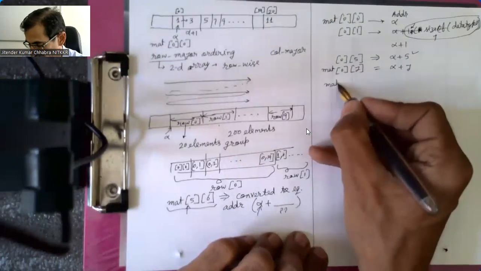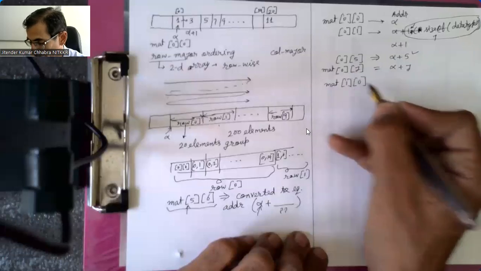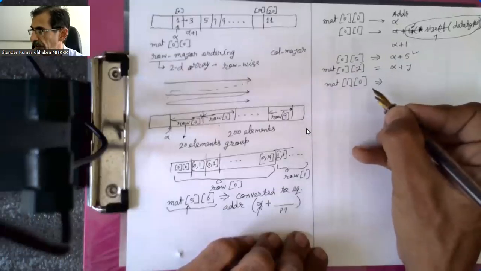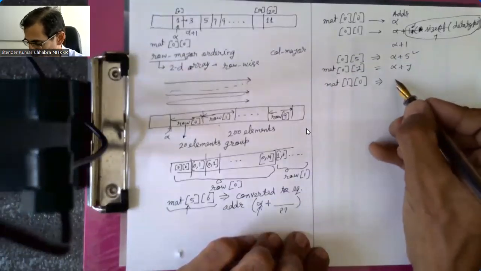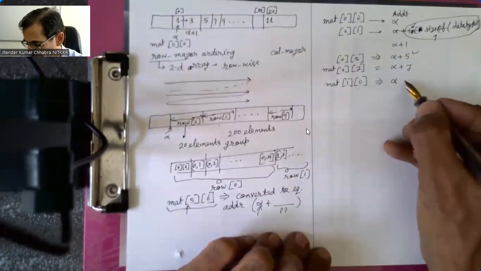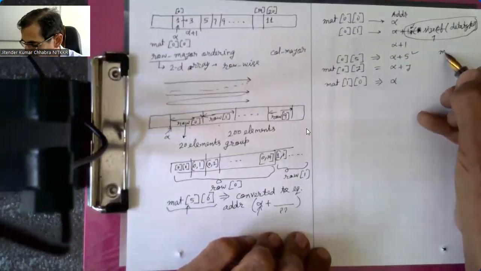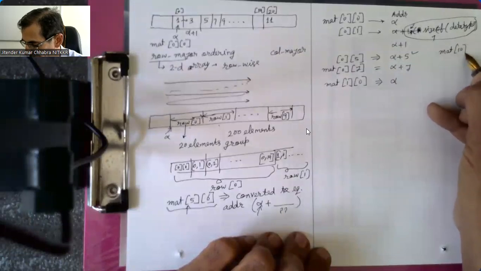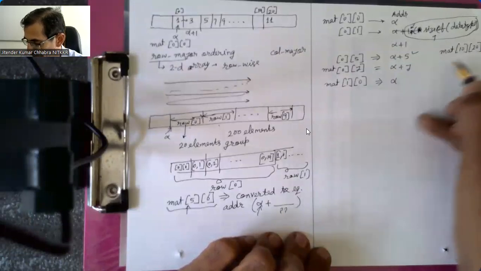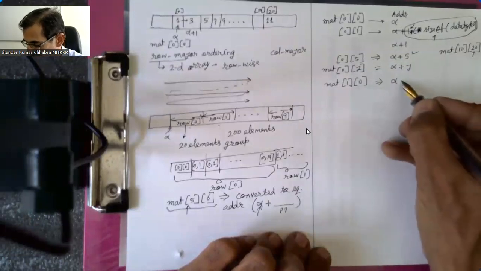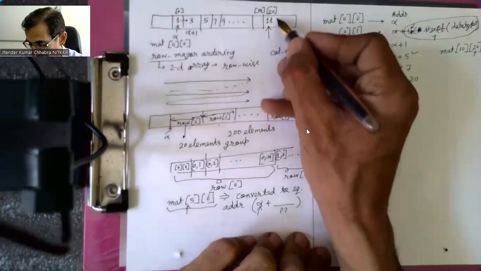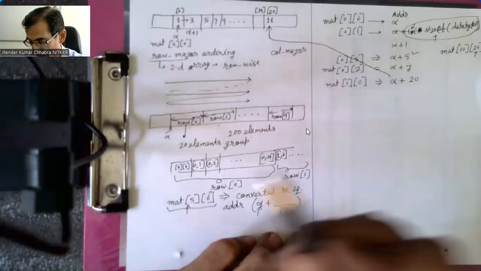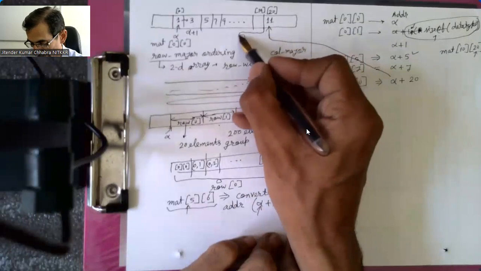What about mat 10? Now 10 will be at which address? It will be at the address where row 0 completes. Row 0 completes means all columns of row 0 got added. So if I have declared mat to be of size 10 into 20, it means row 0 meant 20 values. 20 values mean effectively it will be alpha plus 20. You can see this is the address. Row 0 over.